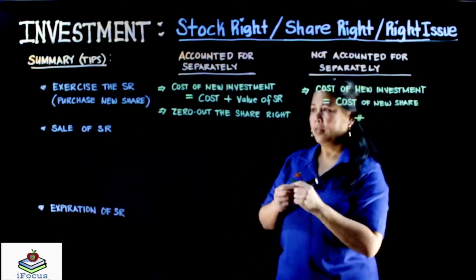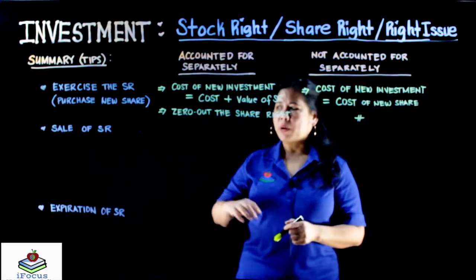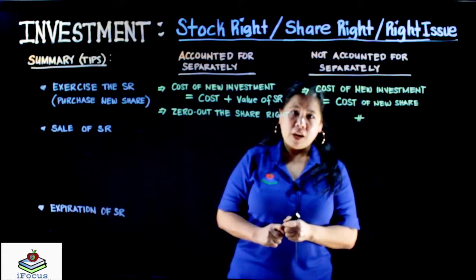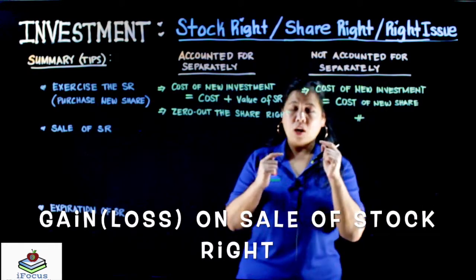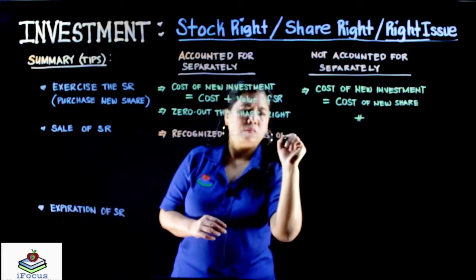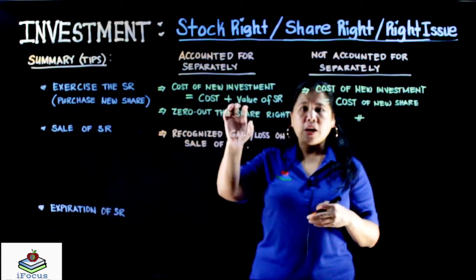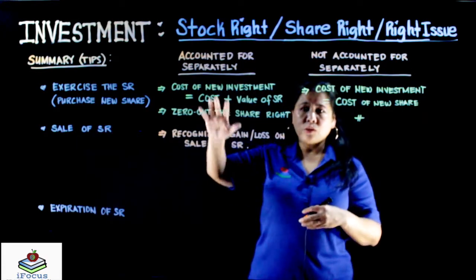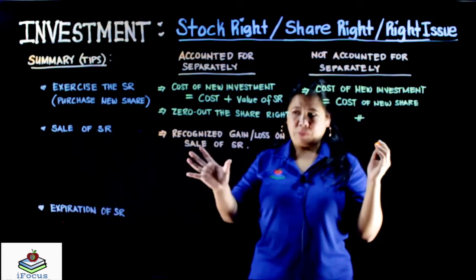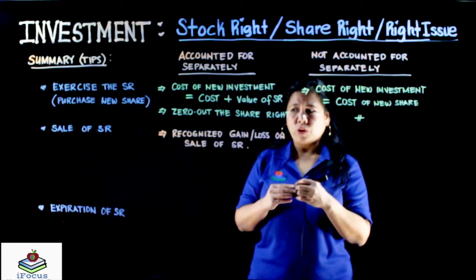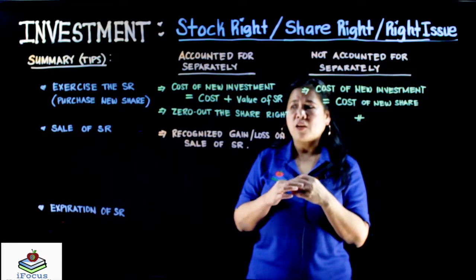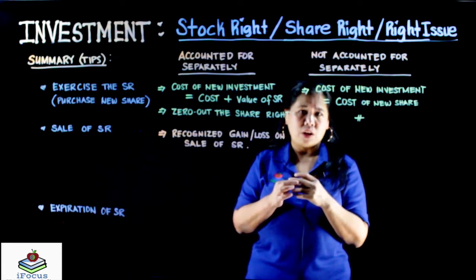Under the accounted for separately, kapag ibinenta ni investor ang kanyang share rights, nagre-recognize tayo ng gain or loss on sale of the stock rights or share rights. Meron tayong value ng stock rights dito sa method na ito, kasi sineseparate natin yung value ng share rights from the investment. So kapag ibinenta ng investor ang kanyang share rights more than the value of the share rights, nagkakaroon siya ng gain on sale of the stock rights.